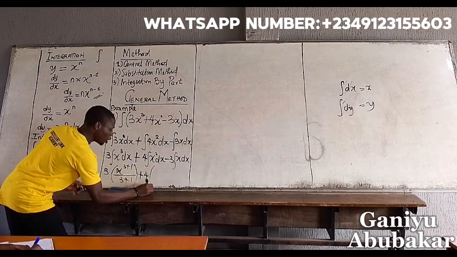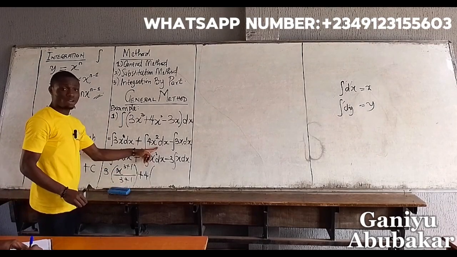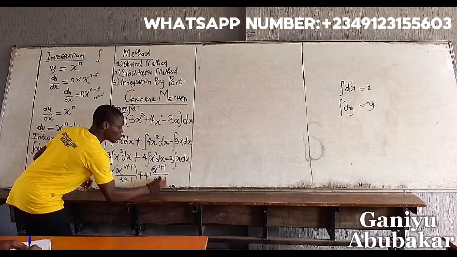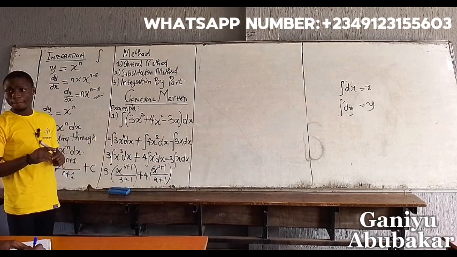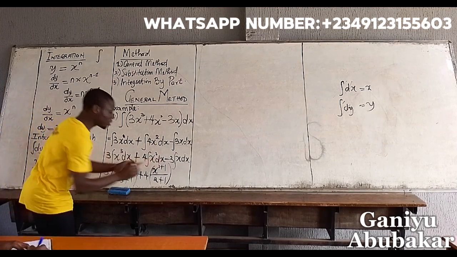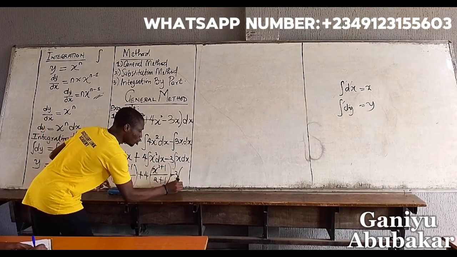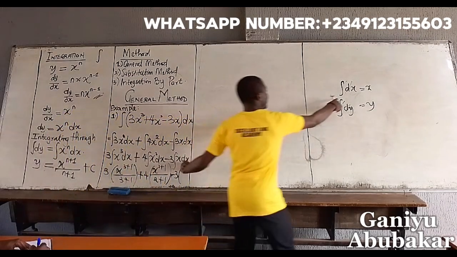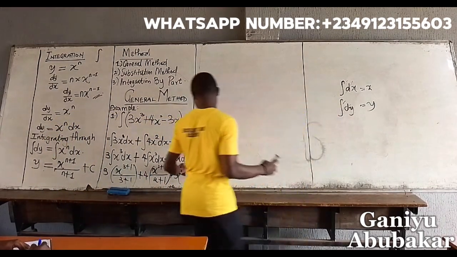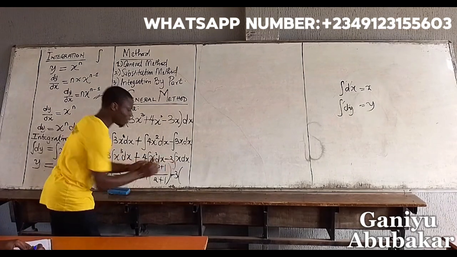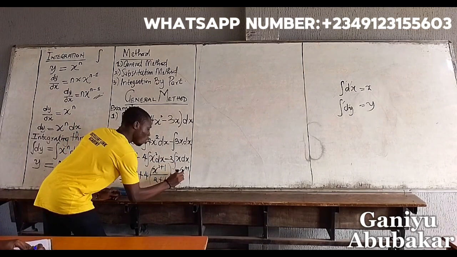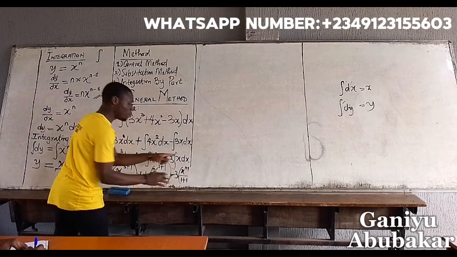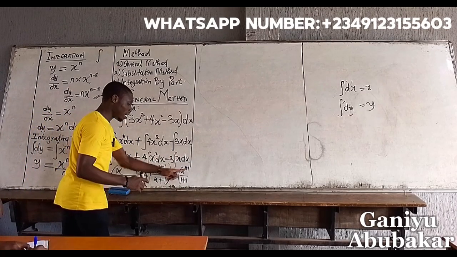Plus 4 into integrate x squared. I have x to the power 2 plus 1 over 2 plus 1. Can you proceed from here? Minus 3 into integrate x dx. I have x to the power 1 plus 1 over 1 plus 1. True, of course, because there's an invisible 1 here already. So add 1 to the invisible 1.